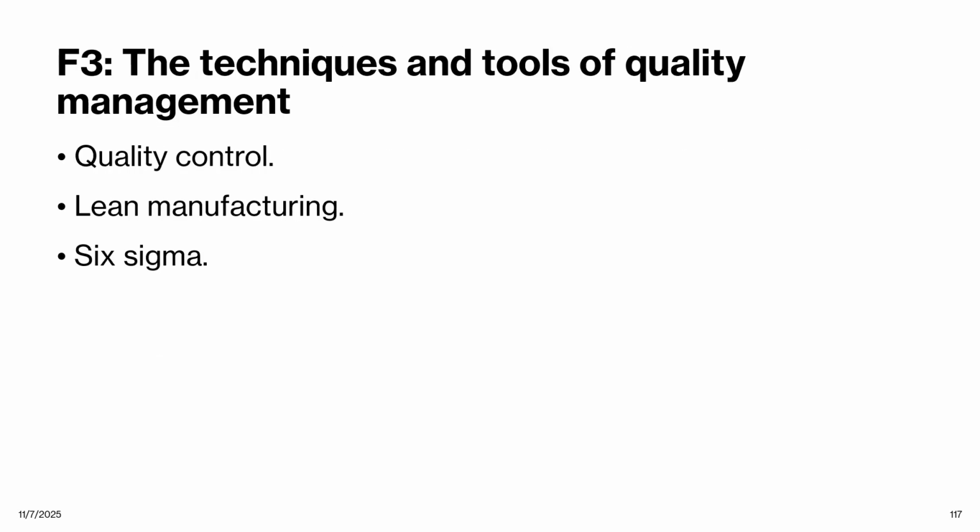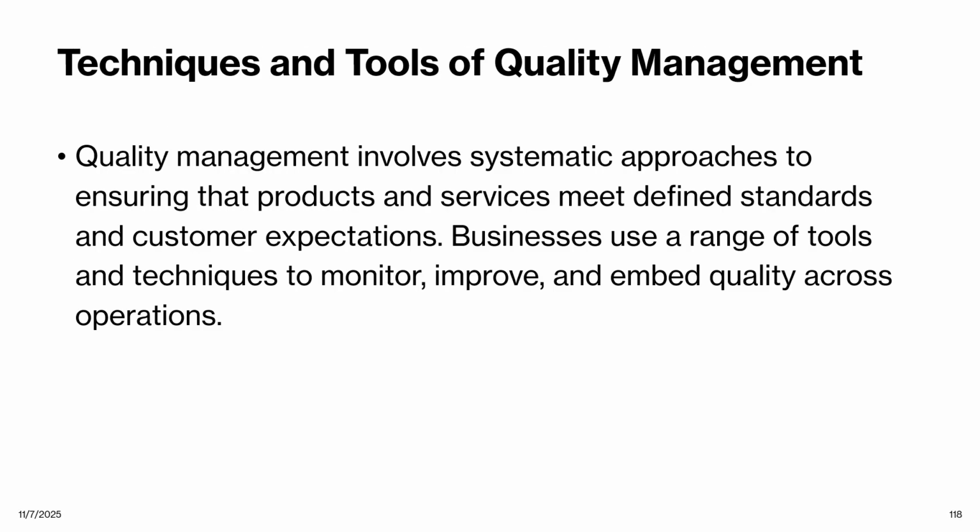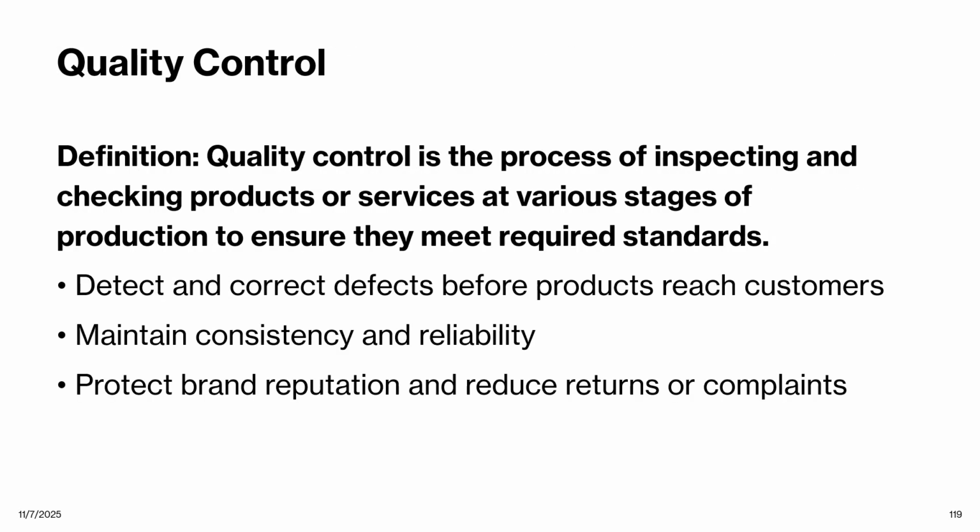Now, topic F3, which is the techniques and tools of quality management. So quality management involves systematic approaches to ensure that products and services meet defined standards and customer expectations. Businesses use a range of tools and techniques to monitor, improve, and embed quality across operations.